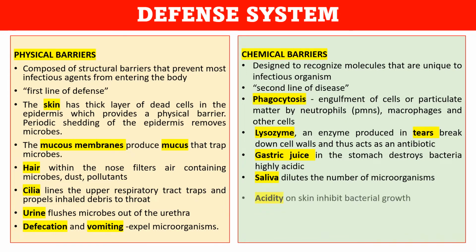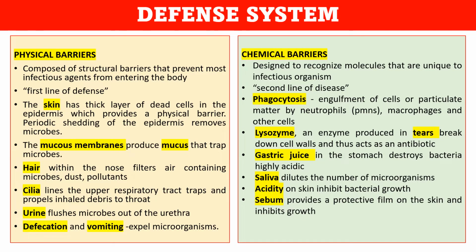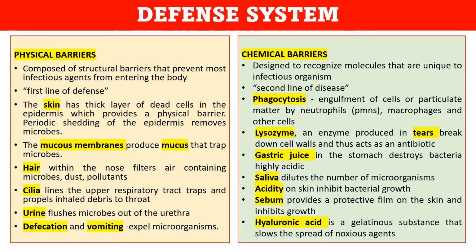Saliva dilutes the number of microorganisms. Acidity on the skin inhibits bacterial growth. Sebum provides a protective film on the skin and inhibits growth. Hyaluronic acid is a gelatinous substance that slows the spread of toxic agents.